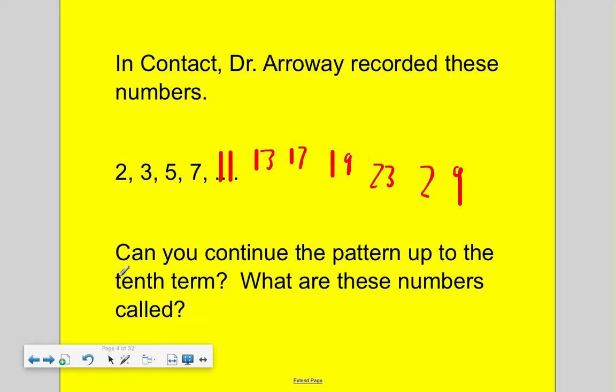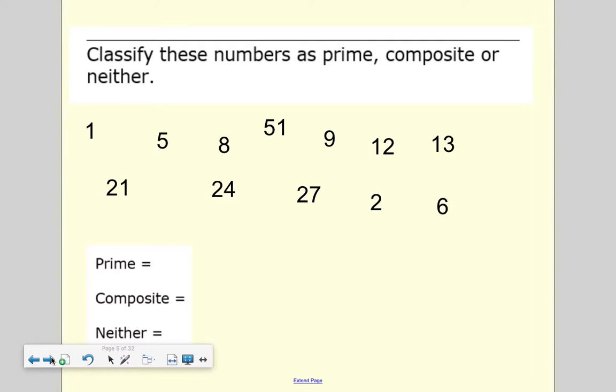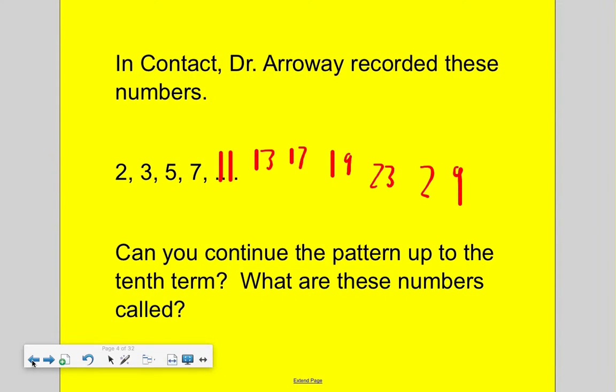Do you know how I came up with those numbers? And what are these numbers called? They are called prime numbers. And those are prime numbers. Again, what are prime numbers? A prime number is a number that can only be multiplied by one and itself. They only consist of 2 factors.